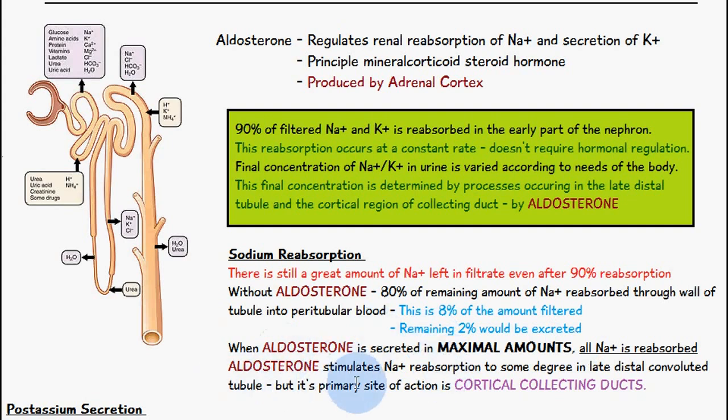Aldosterone stimulates sodium reabsorption to some degree in the late distal convoluted tubule, but its primary site of action is the cortical collecting ducts. So the primary action of aldosterone is in this region here of the nephron. Now we're going to talk about potassium secretion.